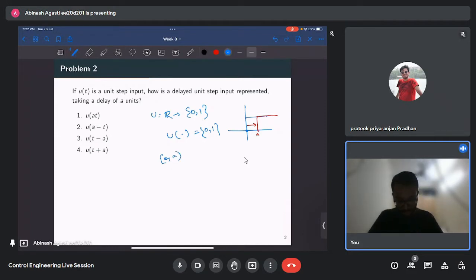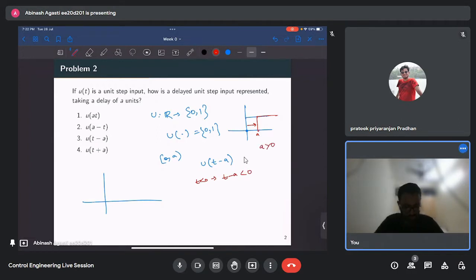So what we can do is take a function like u of t minus a. In this, we can look at how it works. If we put in a t that is less than 0, then t minus a is less than 0, assuming that a is some positive quantity. Since t minus a is negative, the step function takes in a negative value, and we know that the step of some negative value is nothing but 0. So for negative t we will have 0.